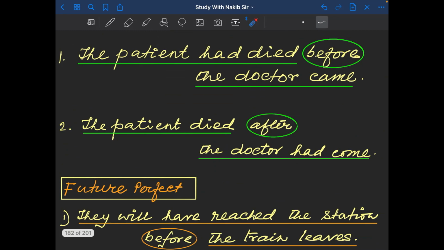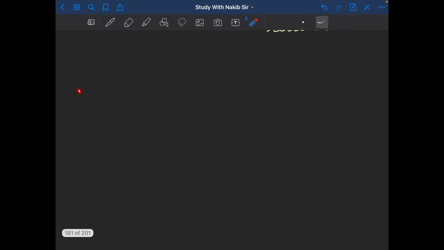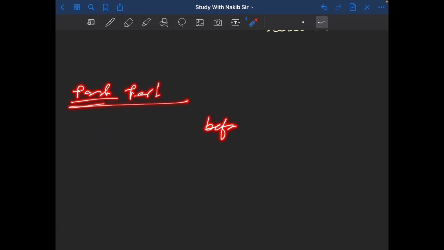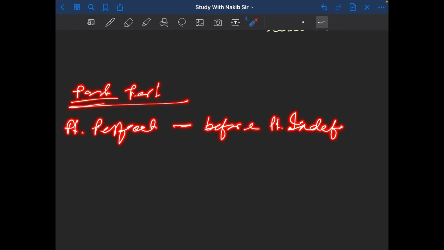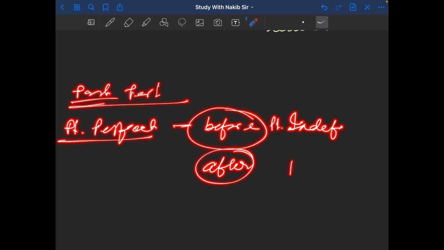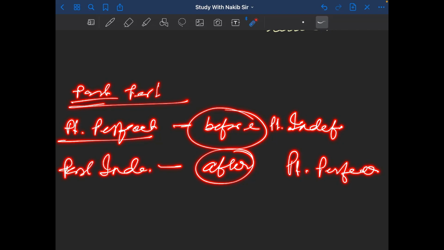And their arrangement: past perfect arrangement. If before is there, the first one will be perfect, and this one will be past indefinite, and before is there in between. And if after is there, this one is past perfect, and this one is past indefinite. Okay, this is the structure of past perfect tense.